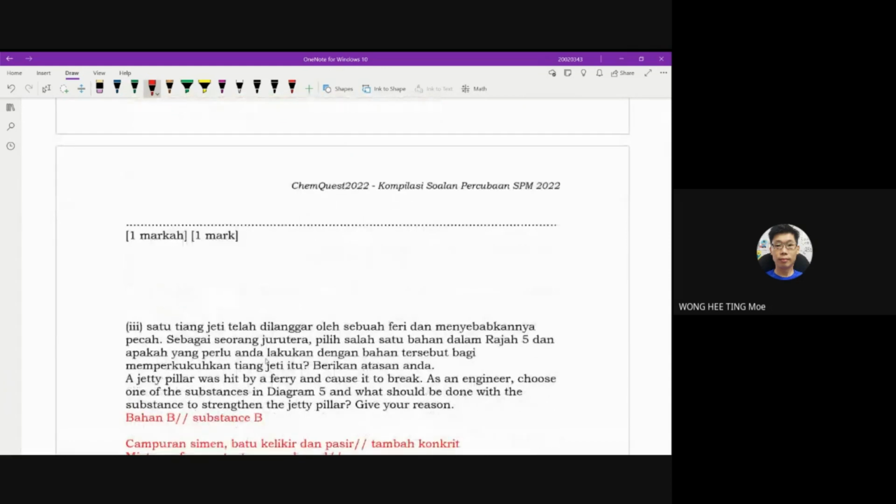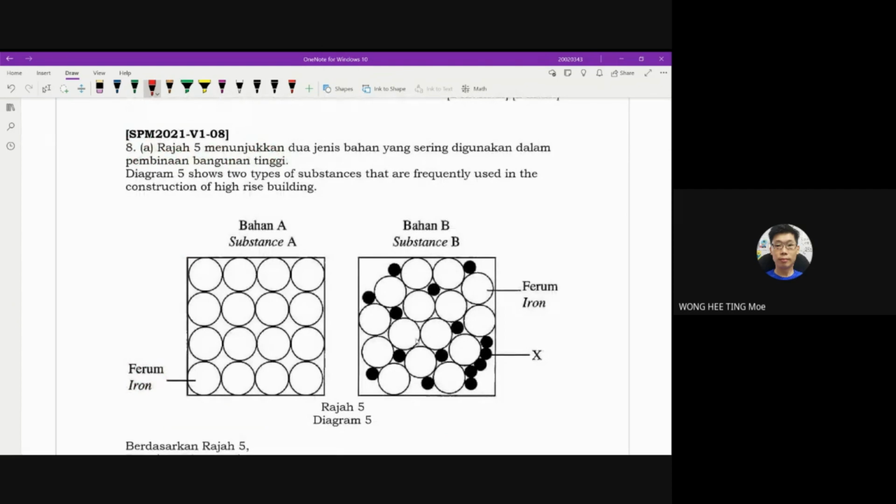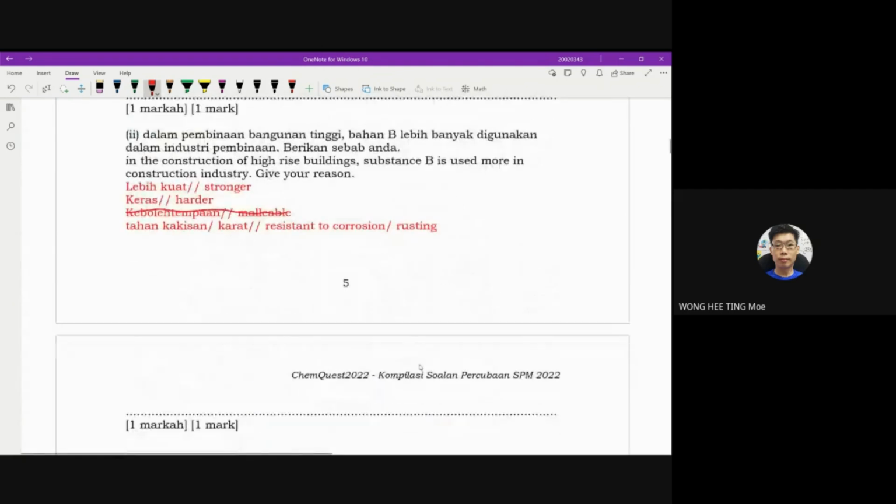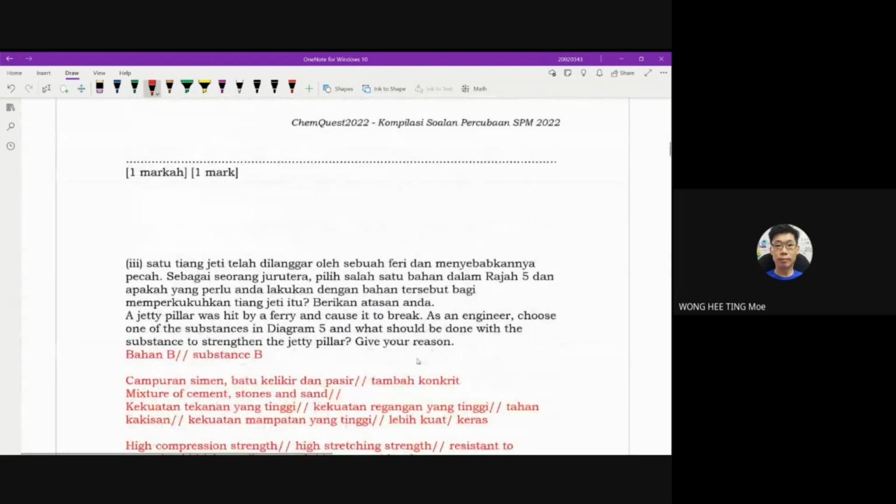Now one jetty pillar was hit by a ferry and caused it to break. As an engineer, choose one of the substances in the diagrams and state what should be done with the substance to strengthen the jetty pillar. Give a reason. So choose substance B, that is the steel, right? So what should be done?